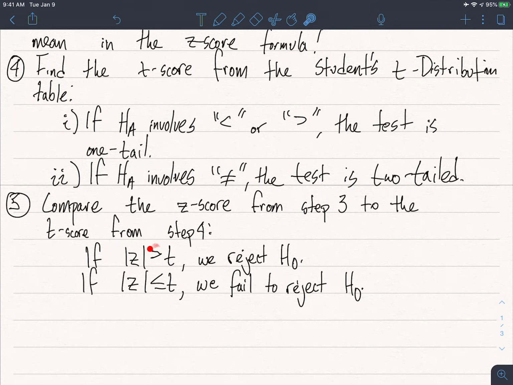But if your z-score is bigger than your t-score, I like thinking of t as threshold. If your z-score is greater than your t-score, you reject H0, which makes sense because big z-scores are super unusual.